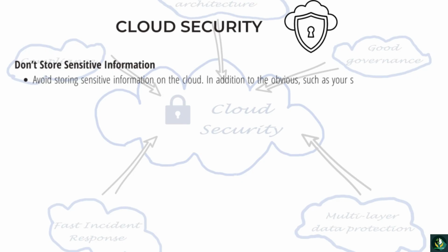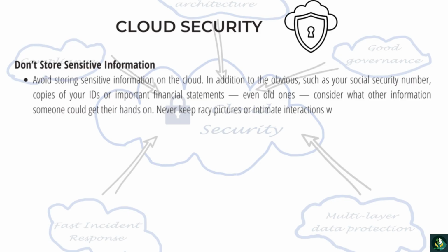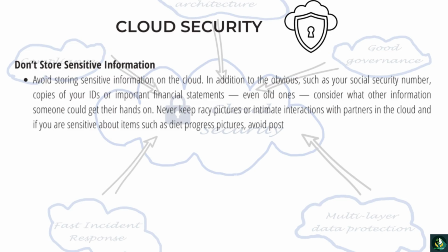In addition to the obvious, such as your Social Security number, copies of your IDs, or important financial statements, even old ones, consider what other information someone could get their hands on. Never keep racy pictures or intimate interactions with partners in the cloud, and if you are sensitive about items such as diet progress pictures, avoid posting those as well.